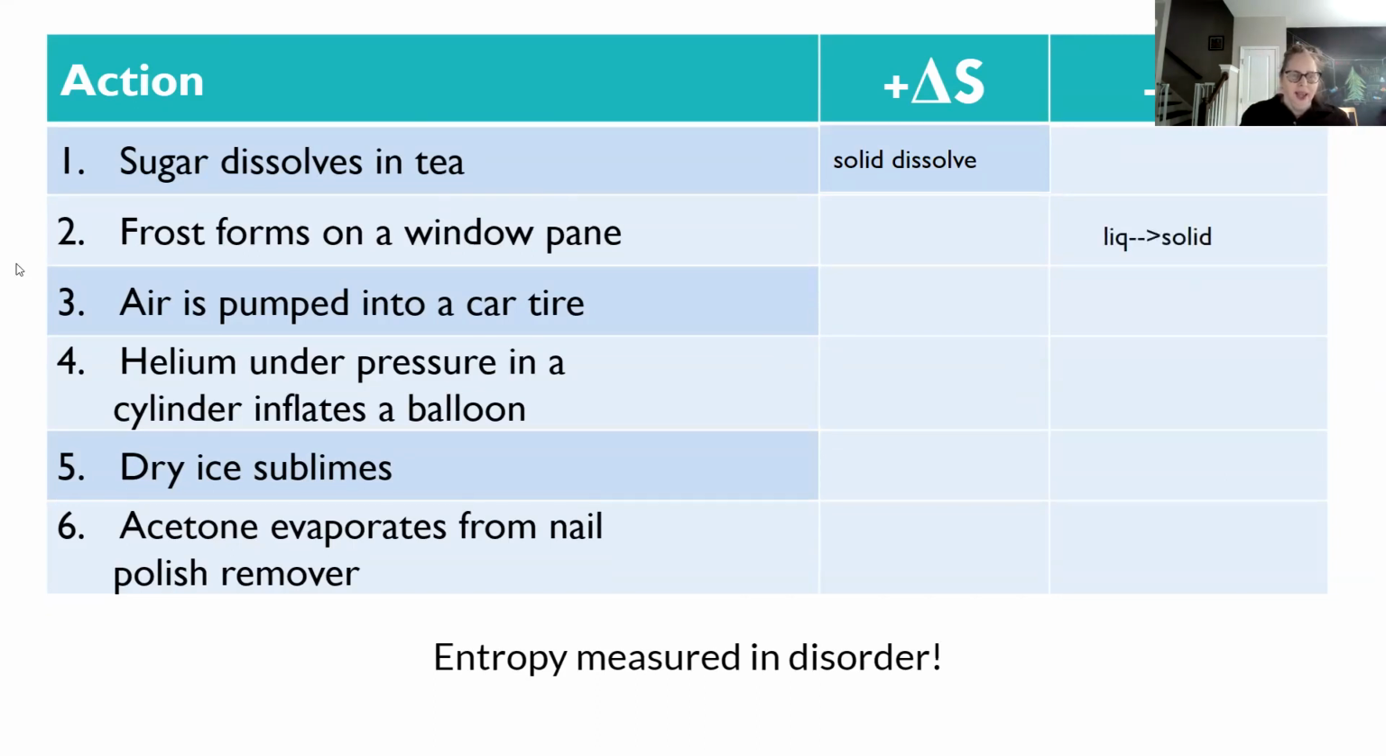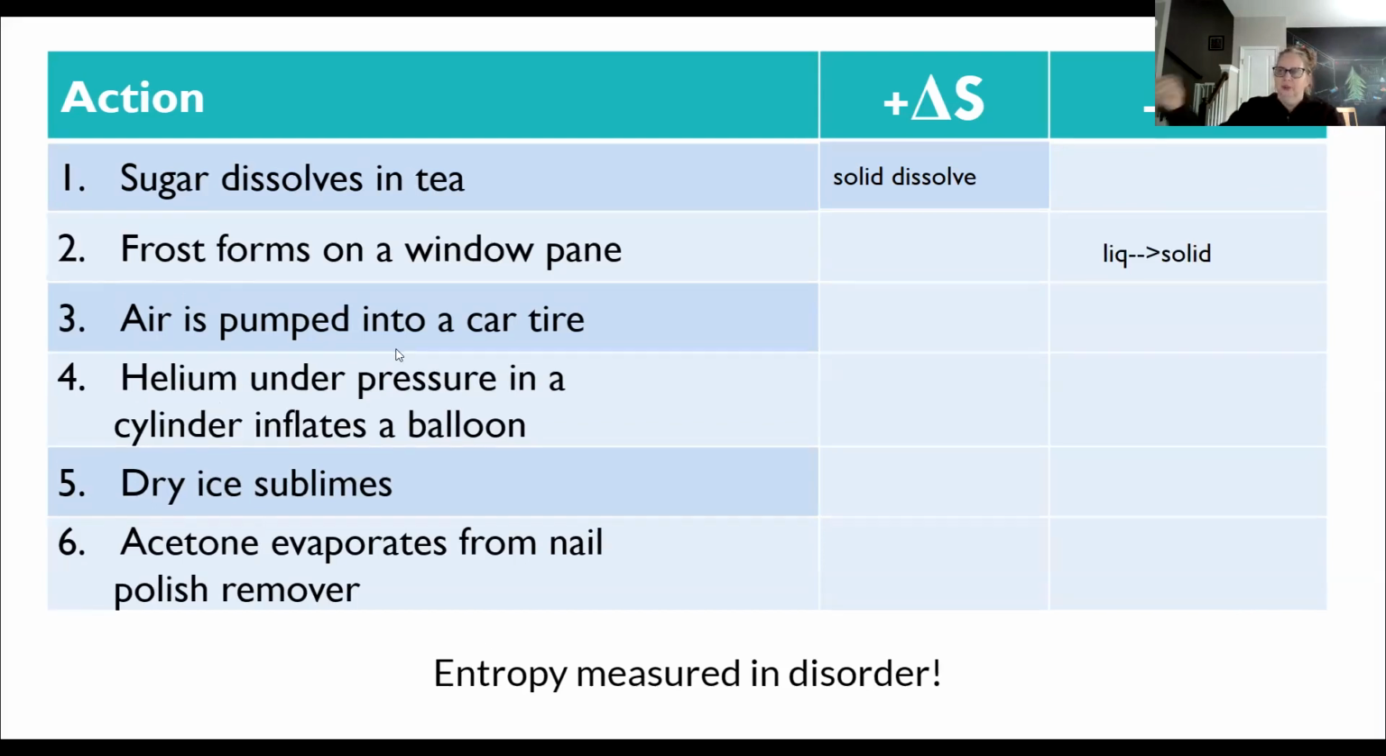Next one, air is pumped into a car tire. So you have the car tire there, and then we're adding air. We're adding air. That means we're stuffing more and more things in there. We're increasing the pressure. When I think about increasing the pressure, I got that coal and I'm squeezing it. It's going to become that nice little crystallized diamond shape. So when I'm adding that pressure in, I'm making it less disorderly.